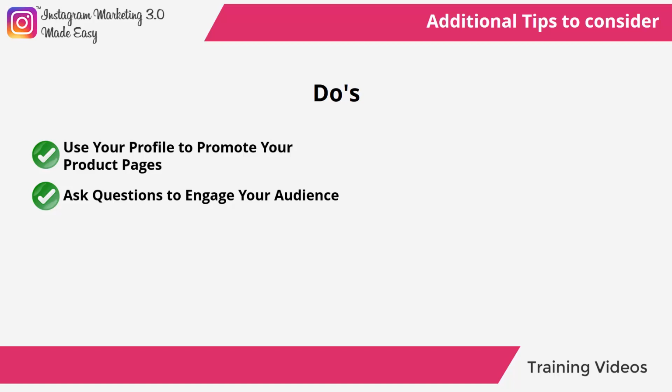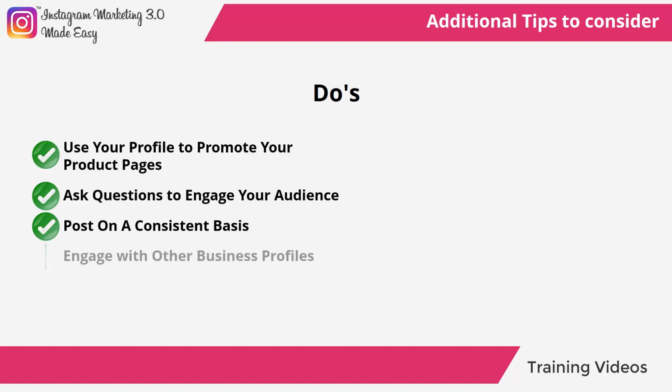Ask questions to engage your audience. One of the best ways to engage with your audience is by asking questions, as questions basically force people to weigh in with their opinions. Post on a consistent basis. Posting on a schedule will ensure that your audience comes back for more on a timely basis, because it will know when you're most likely to post.